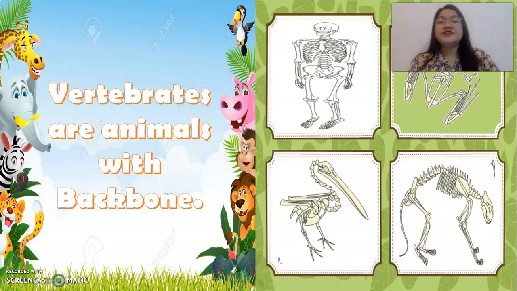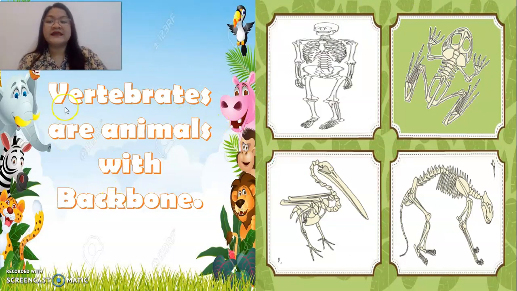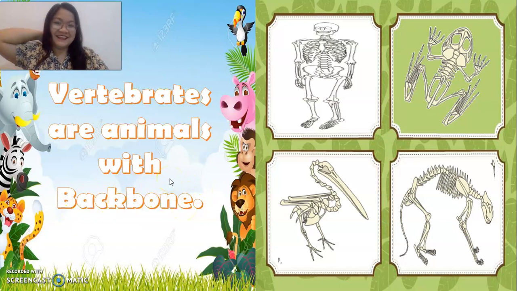Okay, so vertebrates are animals with backbones. Again, vertebrates have backbones. So when we say backbone, these bones are in our back. Can you touch your back? Yes, very good. So again, when we say vertebrates, these are animals that have a backbone.